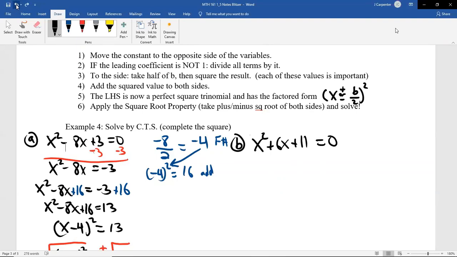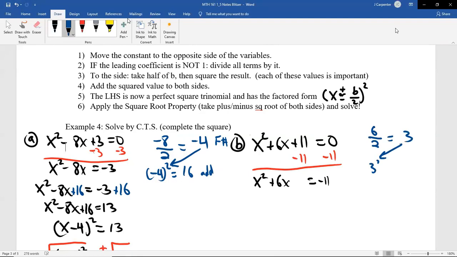Okay, so first we got to move the 11. We got to have just the variables on one side to make that magic happen. Then to the side, we take the current number in front of the x, which is a 6. We half it, which is 3. Then we take that value and square it, which is 9. After you square it, that should always be a positive value. You should always be adding a positive value. Even if the half number was negative, squaring it will make it positive. I guarantee it.